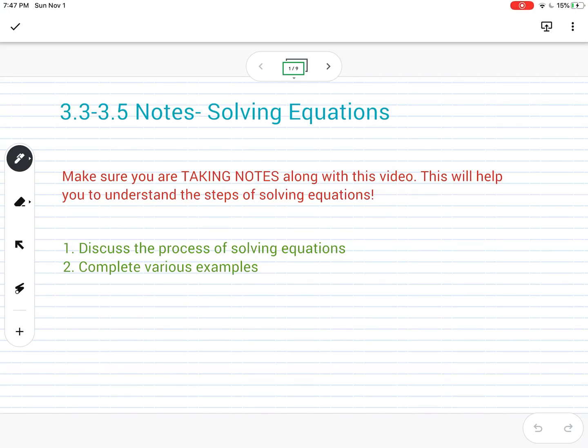Hello guys, today we're going to be taking notes on our next section or sections, which are 3.3 to 3.5. They all focus on solving equations. In the book, it breaks it up with addition and subtraction, multiplication, division, and 1 and 2 step. But we're going to do it all together just because it's the same steps in the same process.